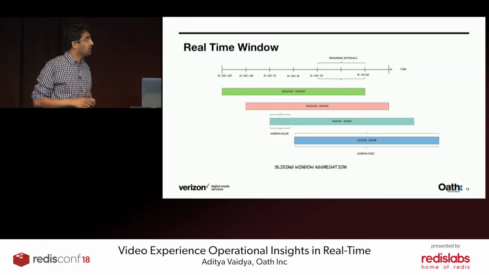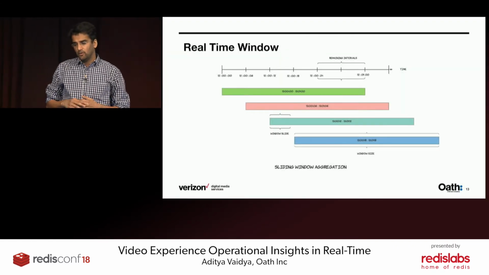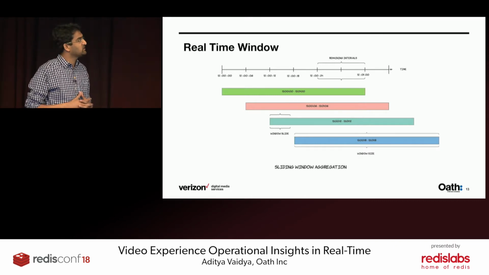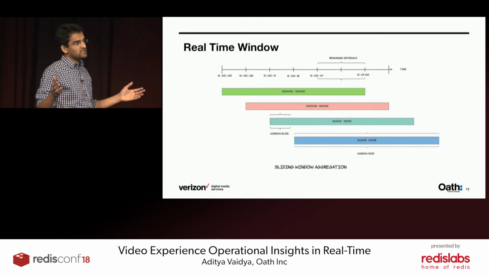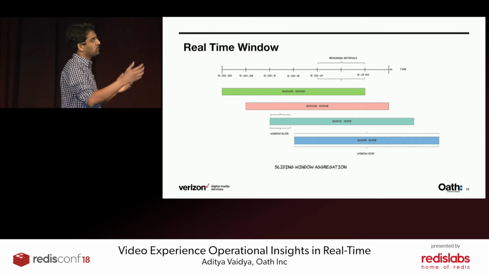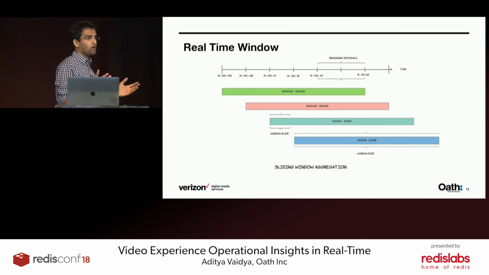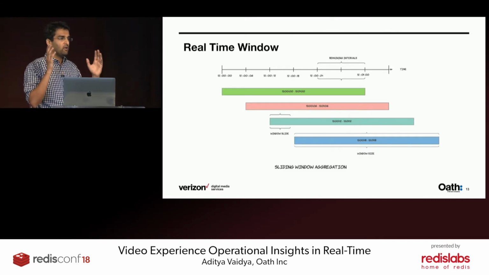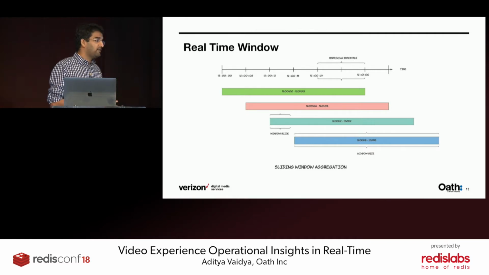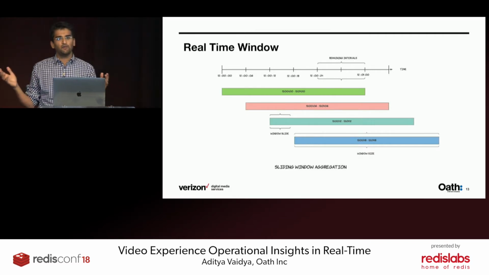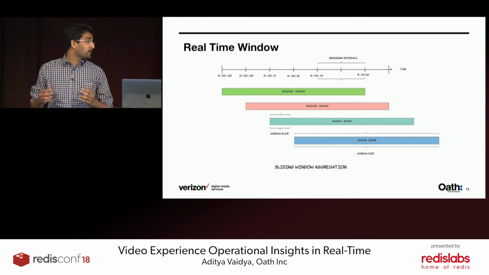This is how our real-time window looks. So currently you can consider our aggregations as a sliding window aggregation. We have a size of the window and a slide of the window. The size of the window is 1 minute in our case. So at any point of time, we are looking at 1 minute's worth of data, and that is roughly 18 to 20 million raw events in that particular bucket.